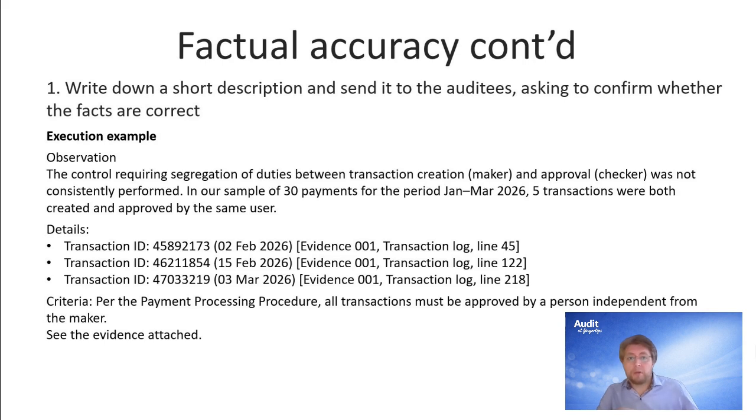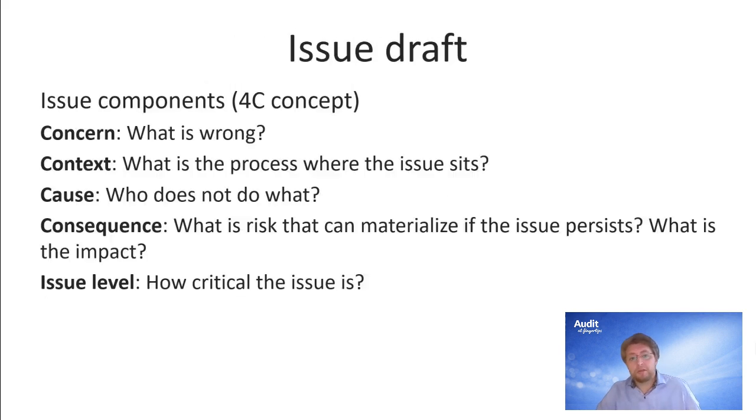Once your factual accuracy is confirmed, or maybe it's still possible that stakeholders may send you additional comments, additional facts, additional evidence, which will prove that actually there is no risk. In that case, you may reconsider and drop the exceptions. If the factual accuracy is confirmed, the next step is to draft an issue.